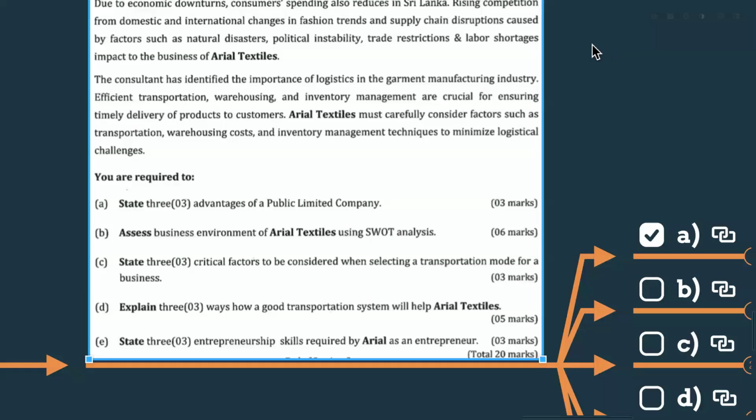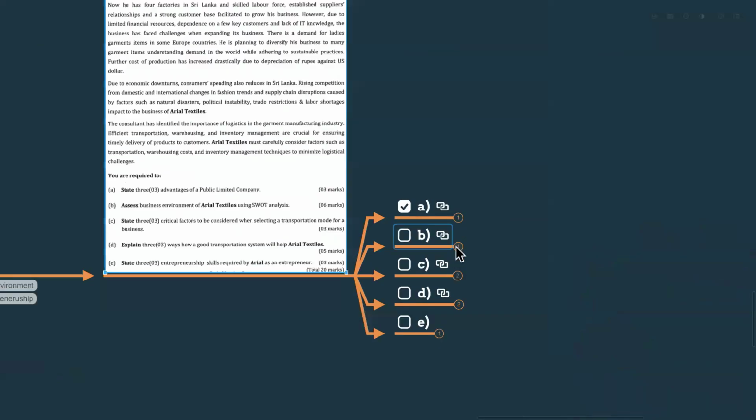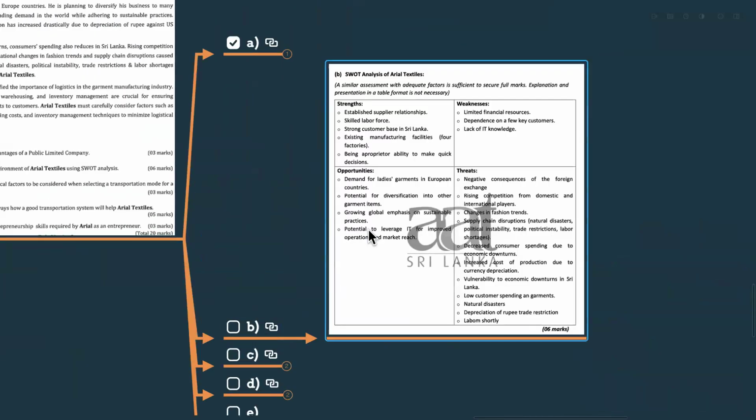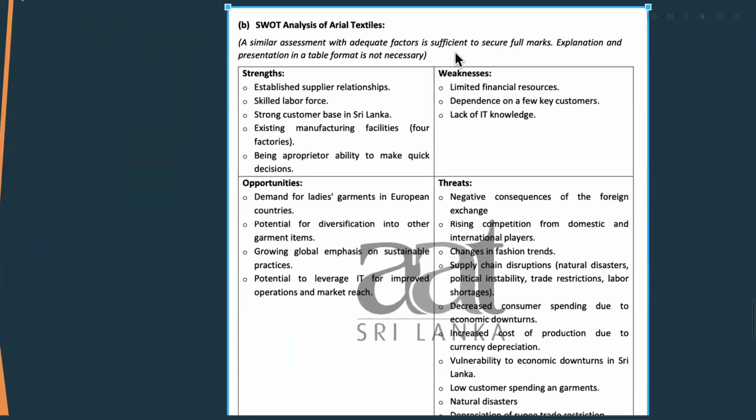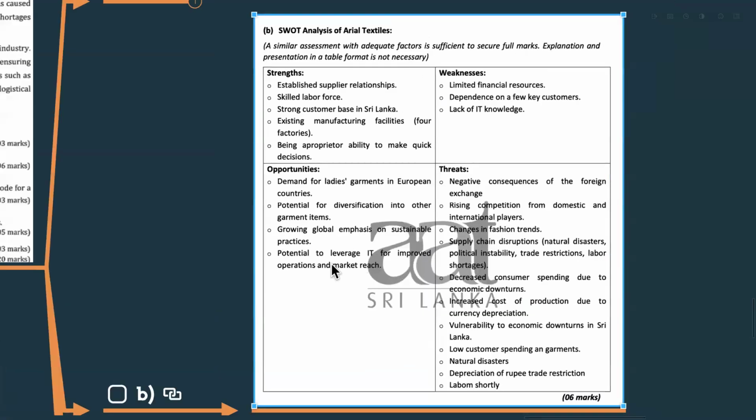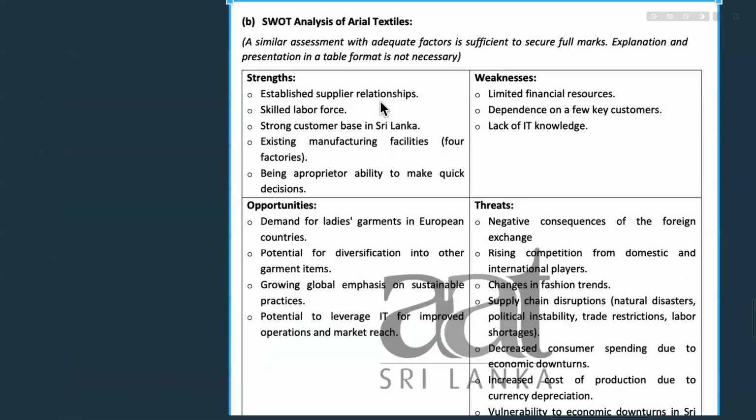Right? Very simple questions. So let's see the answers, how they have answered this question. Here, see. A similar assessment with adequate factors is sufficient to secure full marks. Explanation and presentation in a table format is not necessary. You don't need to present your answers like this. Just write it one by one. So the strengths here are: established supplier relationships, skilled labor force, strong customer base, existing manufacturing facilities, and the ability to make quick decisions, right?